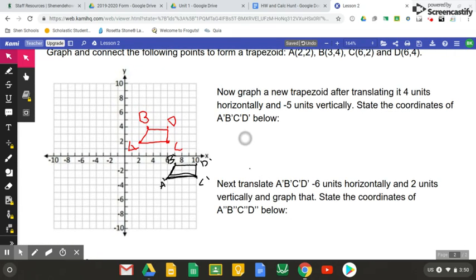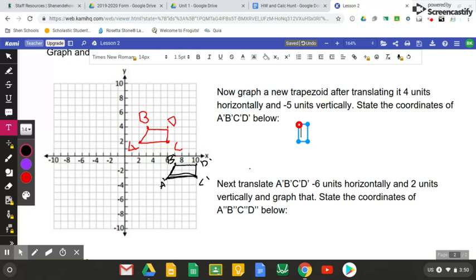We also got to state our coordinates. So over here, I'm going to state the new coordinates. I look at my graph and I see A prime is at 6, -3. B prime is at 7, -1. I got C prime, which is at 10, -3. And I got D prime, which is 10, -1.